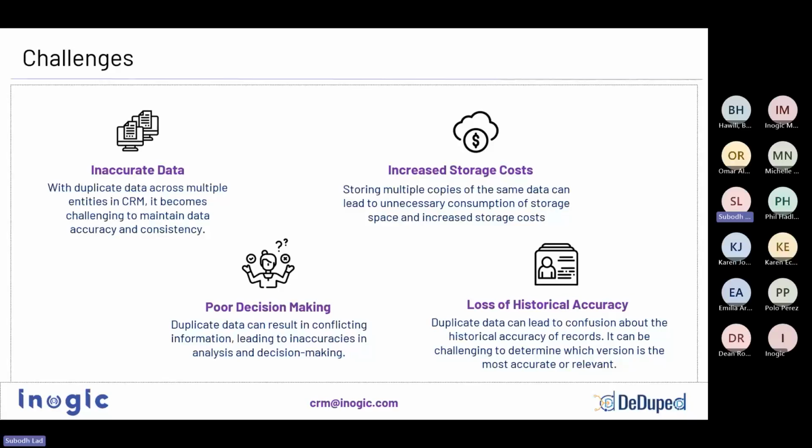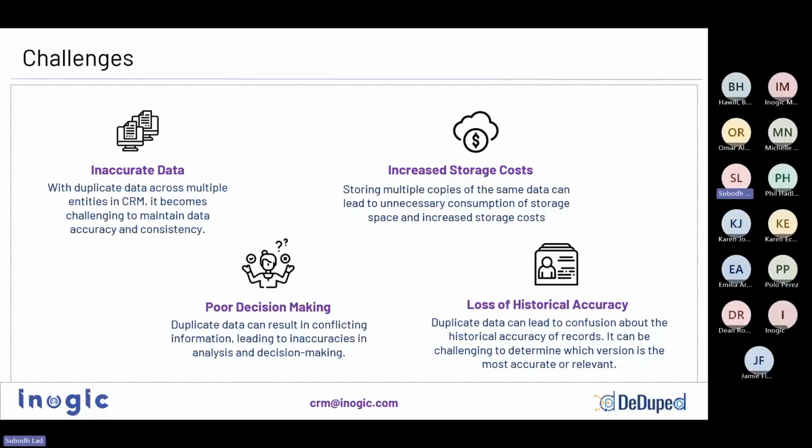The second being increased storage costs. If you have duplicate records over a period of around 5, 10, 15 years, every record has a cost associated in the cloud, as there are multiple activities that can increase the size of that record, and it will ultimately lead to a higher storage cost overall.